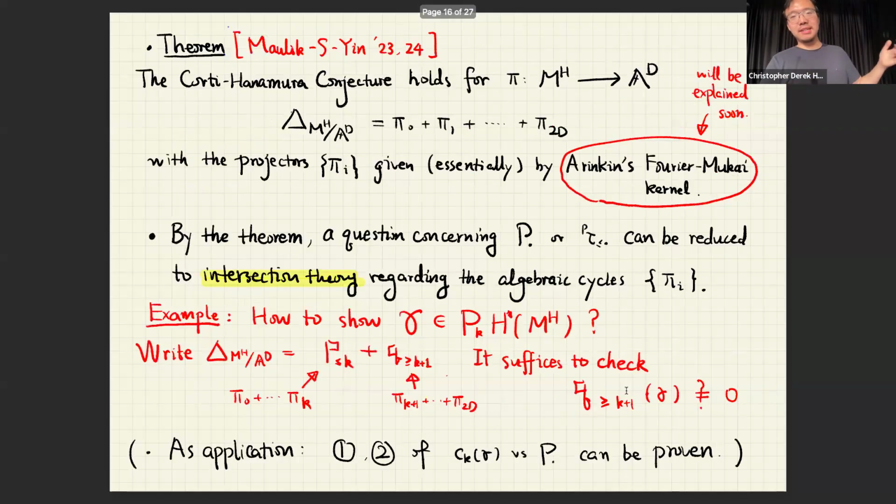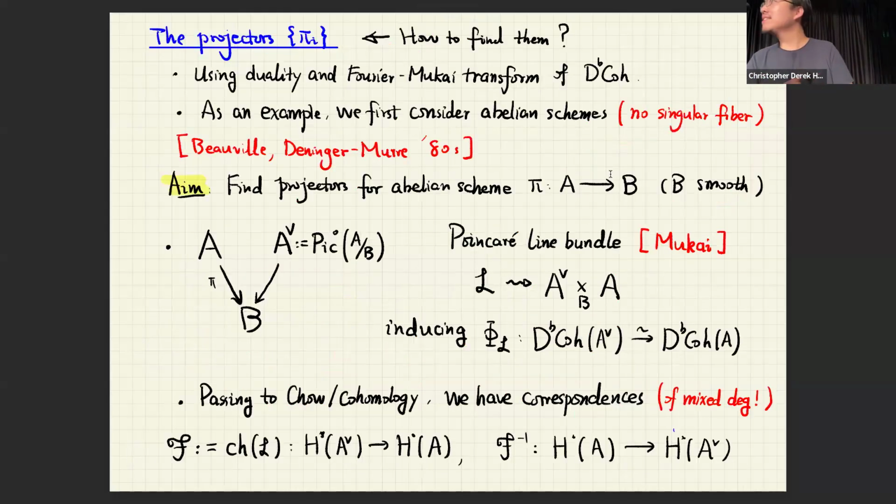Okay, in the next few minutes, I will discuss why this decomposition is given by a Fourier-Mukai kernel. I will show in the next slide that the Fourier-Mukai transform for a derived category provides a perfect tool for decomposing the diagonal. To analyze this story, let me start with a toy example, which was the story 40 years ago by Beauville and Deninger-Murre for abelian schemes. So we consider an abelian scheme over a smooth base.